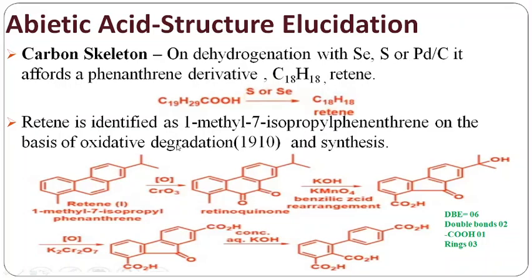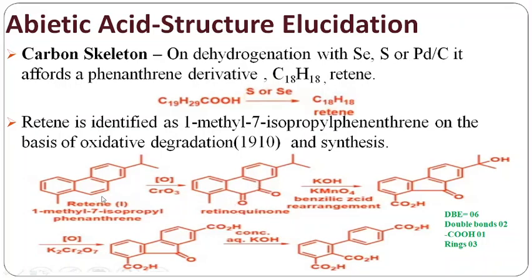The oxidative degradation was carried out in the year 1910, and this is the oxidative degradation. You can see from this chart. First, this is retene. This is the reaction. This is the formula of retene. When subjected to oxidation, it forms retenequinone, which is a dicarbonyl compound.